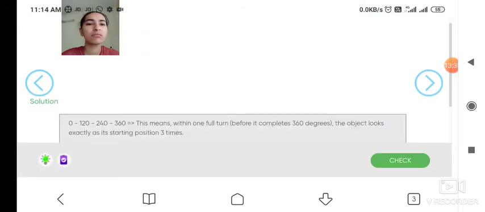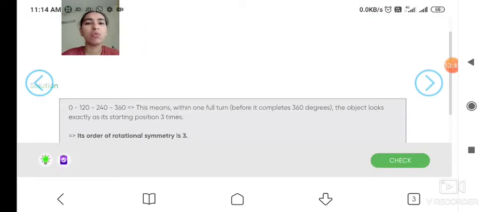Check your answer. Now see, 0, 120, 240, 360. That means 4 positions will be there. So 4 minus 1, because the first we are not considering. So 3 is its order.